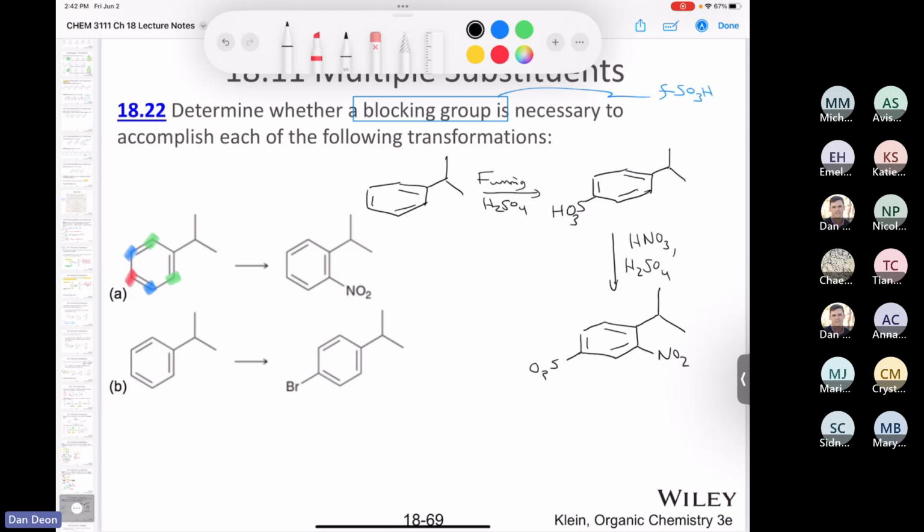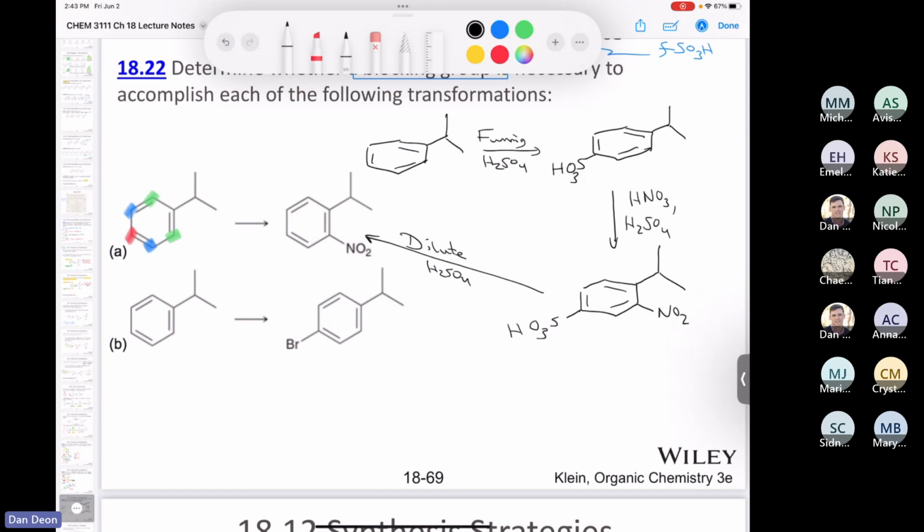There's our sulfonic acid. And then to get to the product, I'll just kind of shorten it here. We do use dilute H2SO4, and you are done. Just like that. All right. Let me just draw a little line here to separate these two. You got to keep them separated, right? Anyhow, what about B? Would we need a blocking group in B? I'm sure somebody's looked ahead. You need a blocking group in B?